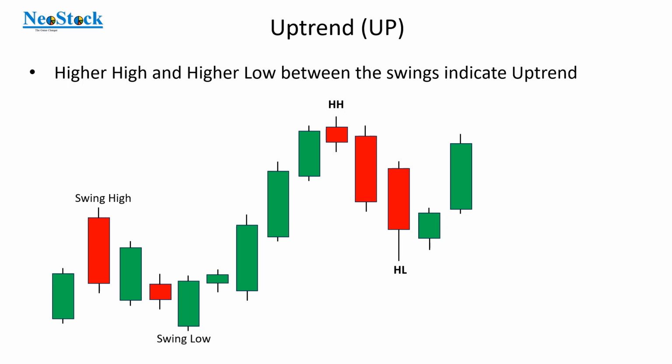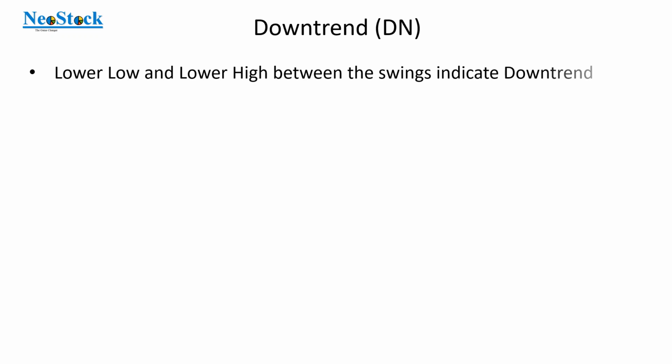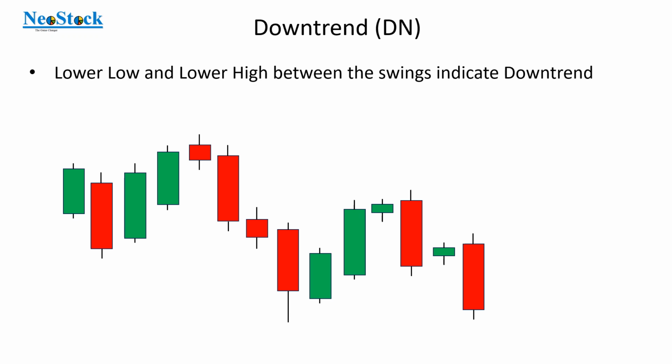So this is about the calculation of the uptrend. Now let us calculate downtrend. How to calculate? Lower lows and lower highs between the swings indicates the downtrend. Between the swings, lower high and lower lows should be available. You can say either way, lower low and lower high or lower high and lower low. The order is not important. But both should be there. Lower high and lower low should be there. Then it is a downtrend.